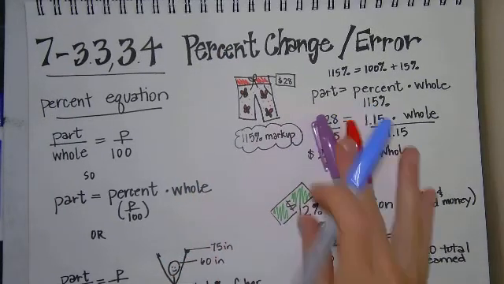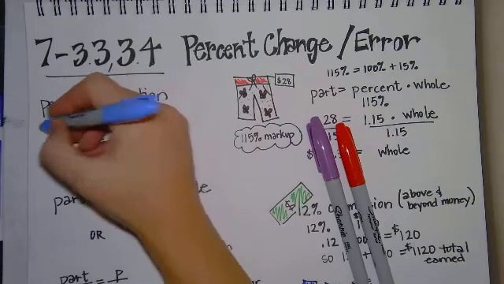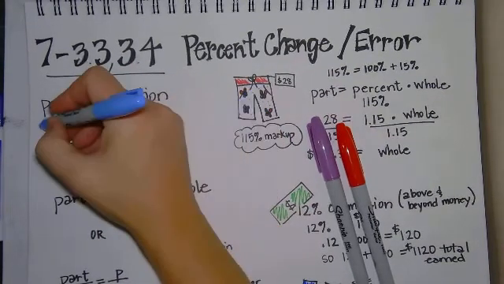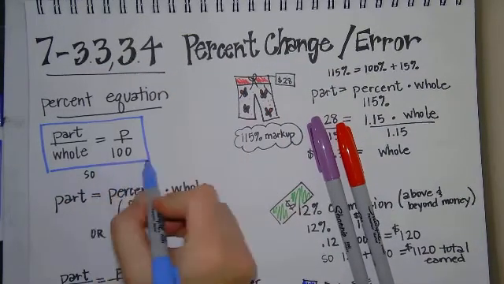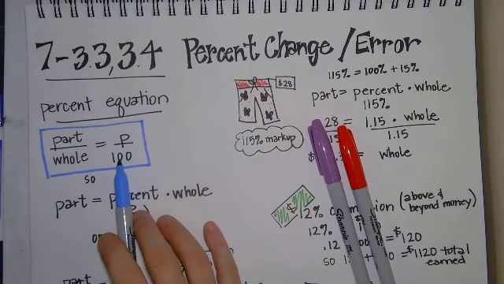So first of all, I want you to write down the percent equation that we have right here. And so this looks like a proportion. Remember, a proportion is where we set equal our two ratios. So this is going to be an important equation that we use.